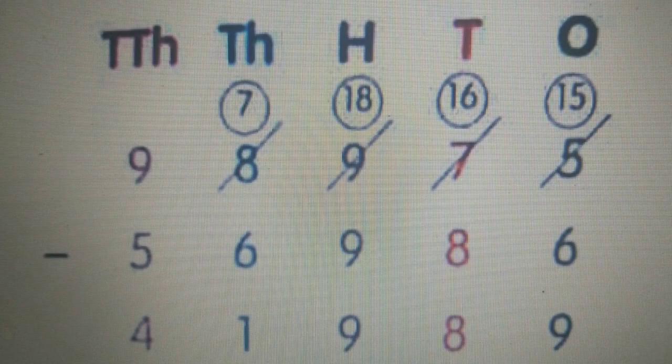Now let us understand this with the help of an example. What you have to do is subtract 56,986 from 98,975 and check the answer. Now let's start the question.